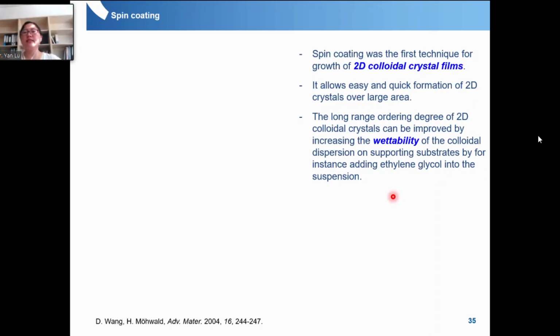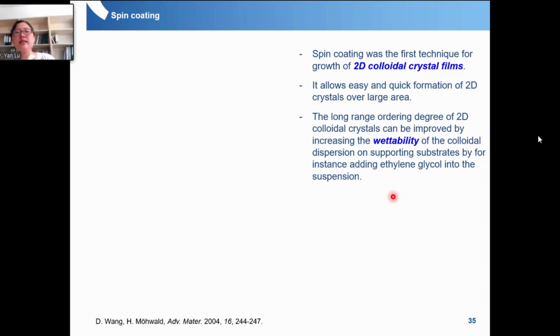So for the spin coating, actually this is one of the first technologies people used to close two-dimensional colloidal crystal films. And of course, this is very easy. Spin coating is quite a common method which is available in the lab. And it depends on the substrate and also the spin coater, so you can also use it for large area deposition of the films.